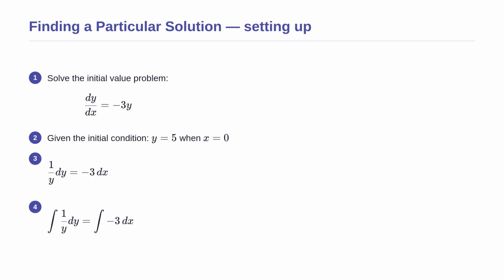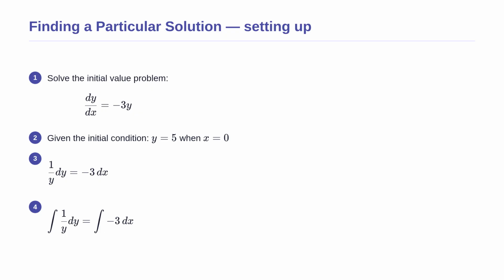Now that we have seen a general solution, let us tackle an initial value problem to find a particular solution. We are given the equation dy/dx equals negative 3y, along with a starting condition that y equals 5 when x equals 0. This equation states that the rate of change of y is proportional to y itself, which is the classic model for exponential decay, like a cooling cup of coffee.